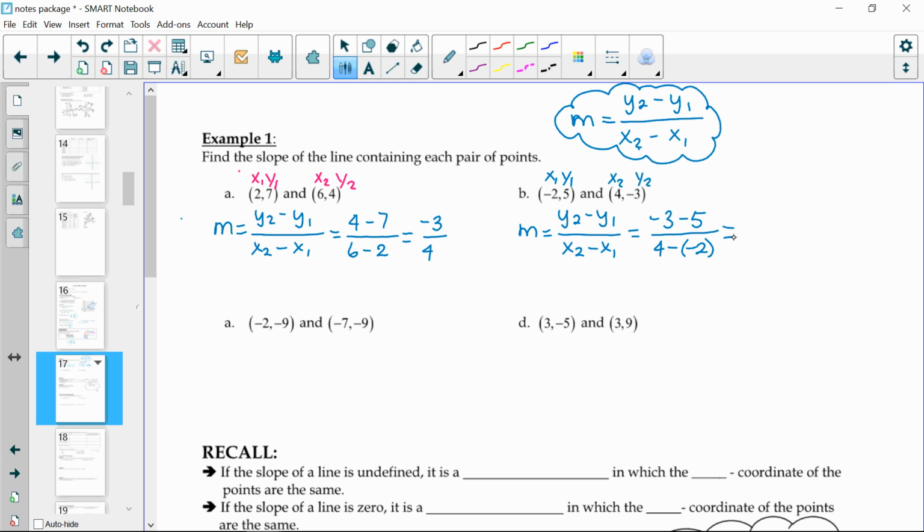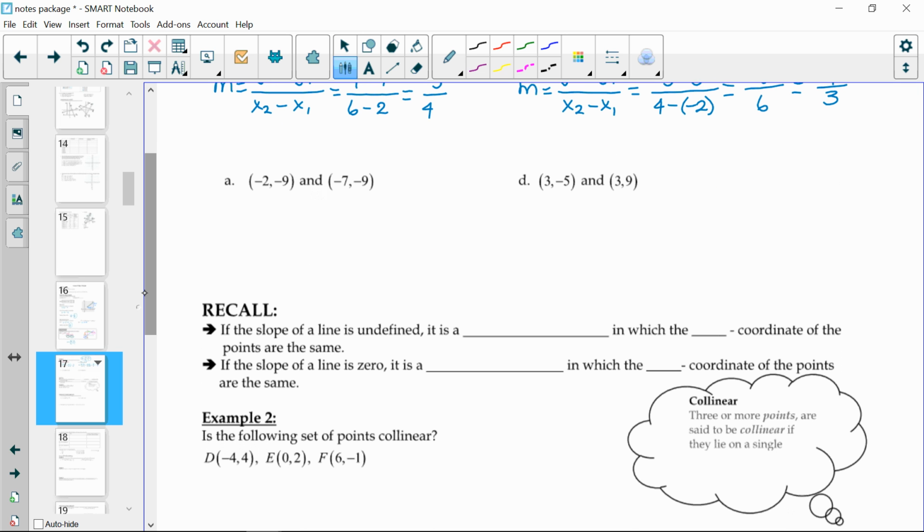So -3 take away 5, that gives me -8. 4 take away a -2, that is going to give me +6. You must simplify your slope. So that is going to be -4 over 3. All right.